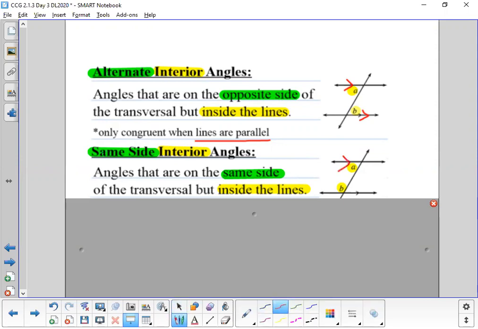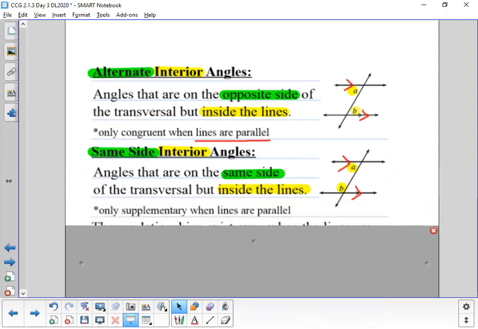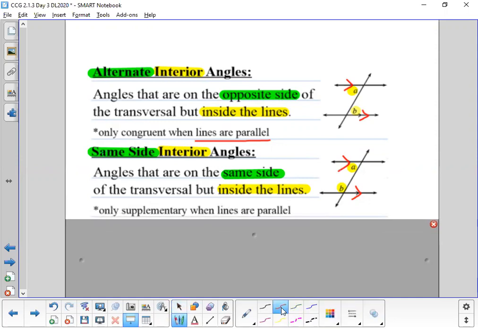Draw this diagram. Make sure you include the markings that those two lines are parallel, because what we learned about same side interior angles is that they will be supplementary when the lines are parallel. So I'm going to highlight that because one of these are congruent, but these are supplementary.